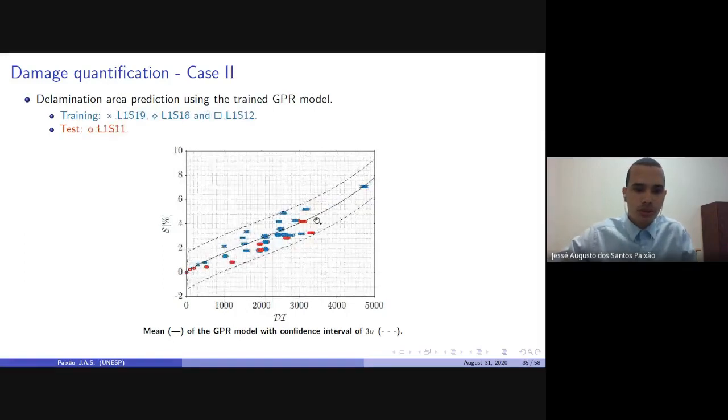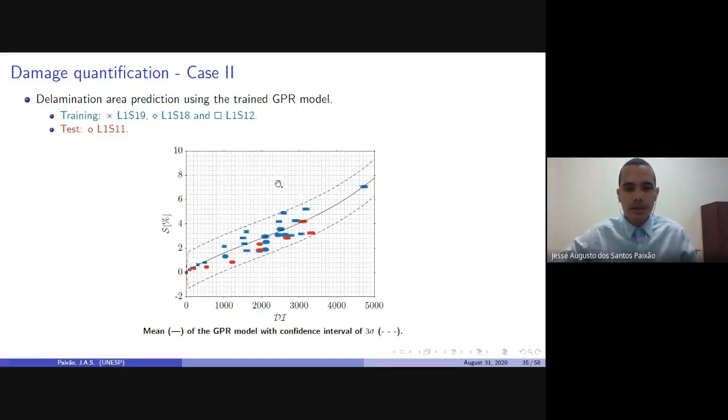In case 2, we observed that the model was able to capture again the trend between the damage index and the delamination area. But in this case, it's important to remember that we trained our model using three different coupons, L1S19, L1S18, and L1S12. And we test with the L1S11.